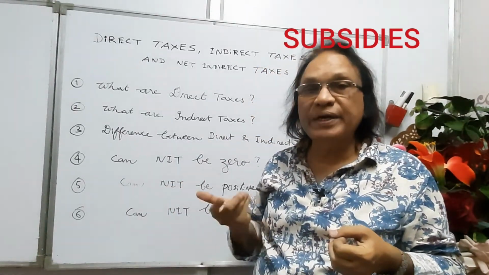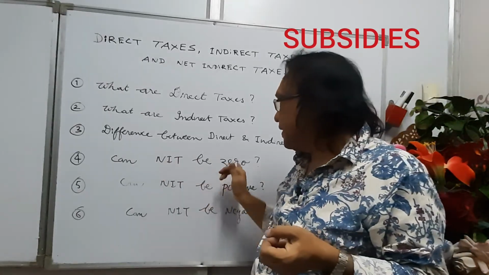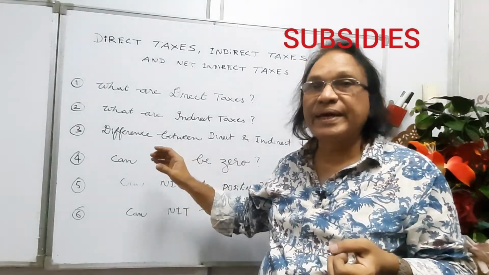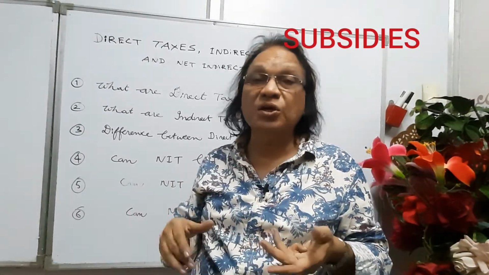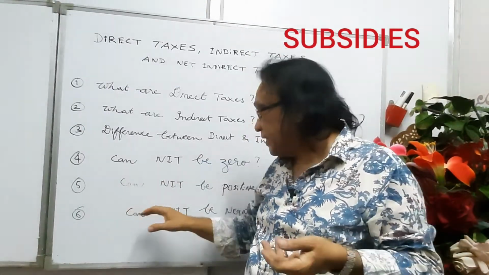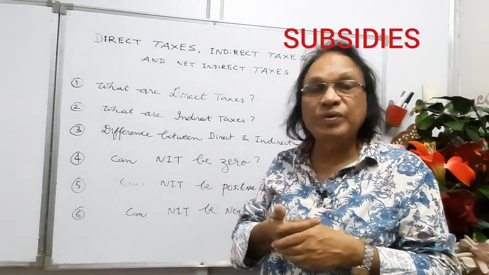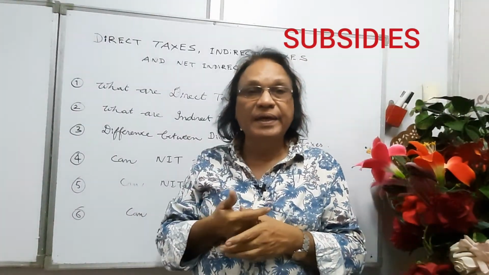So NIT is equal to indirect taxes minus subsidies. Can NIT be 0? Yes, when indirect taxes are equal to subsidies. Can NIT be positive? Yes, when indirect taxes are greater than subsidies. Can NIT be negative? Yes, when subsidies are greater than indirect taxes.